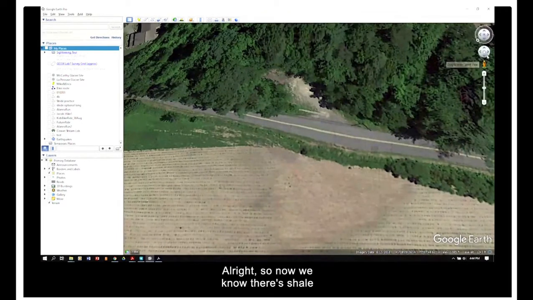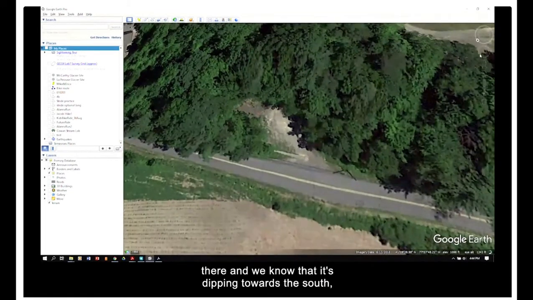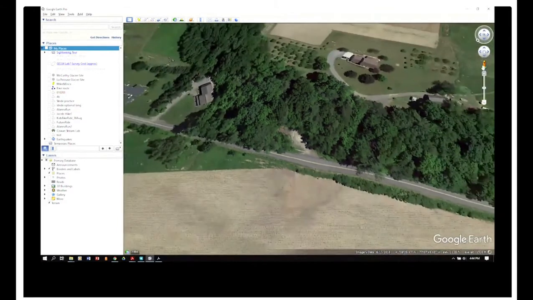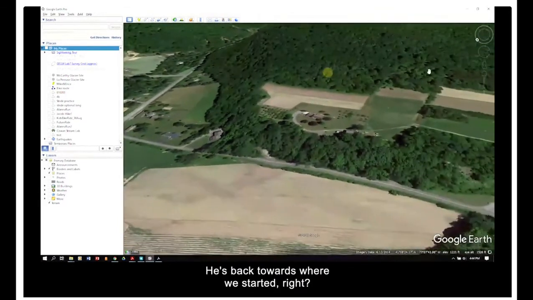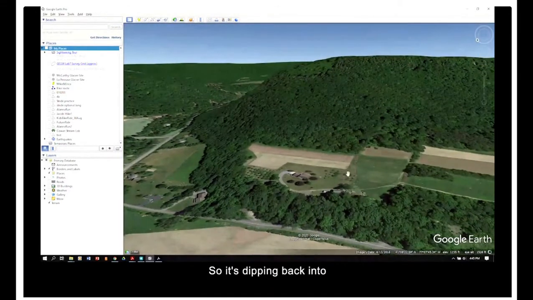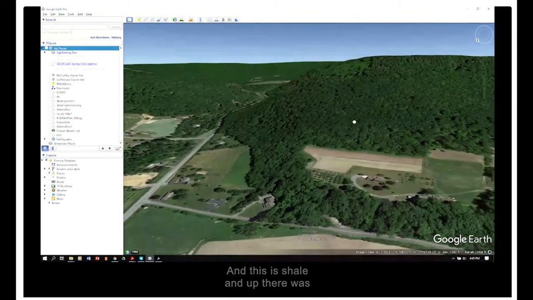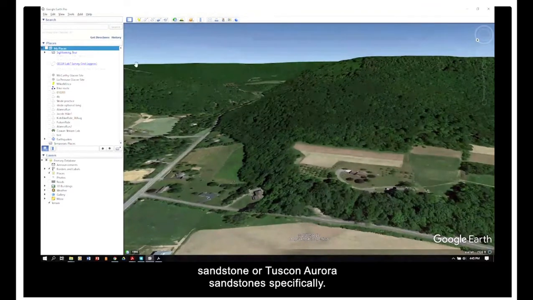All right, so now we know that there's shale there, and we know that it's dipping towards the south, which in this image is back towards where we started, right? So it's dipping back into this hillside and where we started up at 1B. And this is shale. And up there was sandstone, or Tuscarora sandstone specifically.